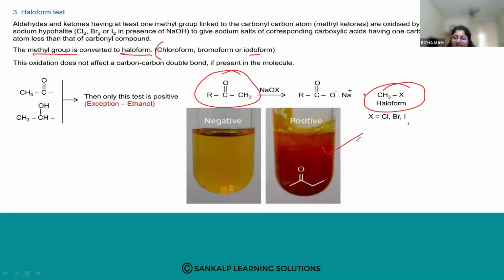So the positive test is answered if you get a dark brownish, reddish-brown color. That means it is a positive test. This is the haloform test. The haloform test is best answered by aldehydes and ketones having a methyl group linked to the carbonyl carbon; only then is the haloform test answered. Is it clear?